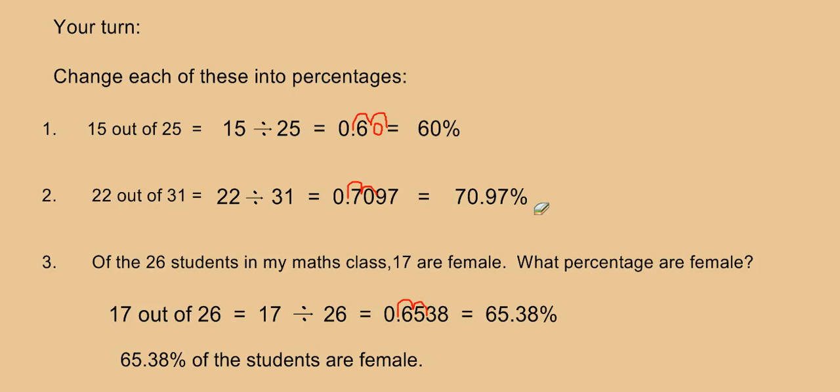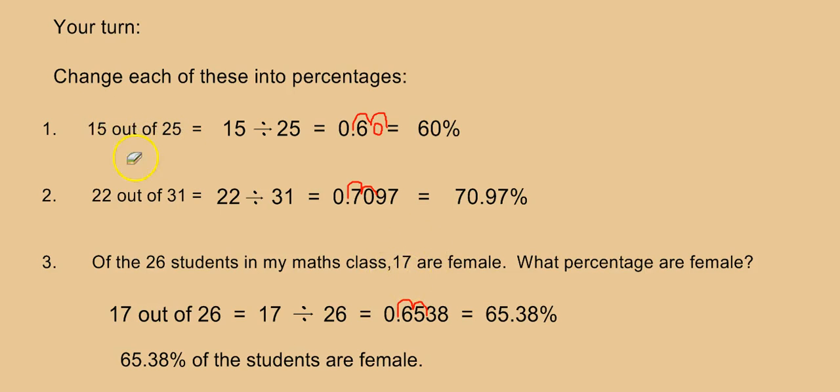It's pretty close. In this last question, I've said, of the 25 students in my maths class, 17 are female. What percentage are female? The first thing I want you to think about there is, how would you answer that? You would say 17 out of 26. Now the trap that I've set for you is that I've put the 26 first in the question and the 17 last in the question.